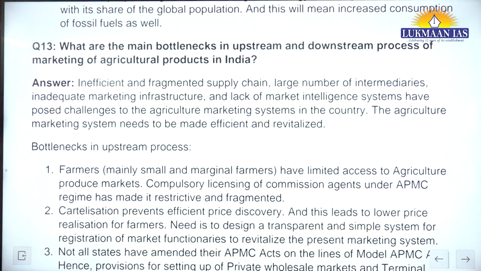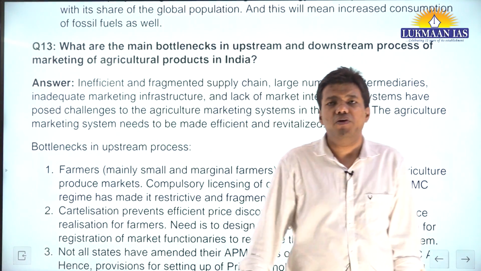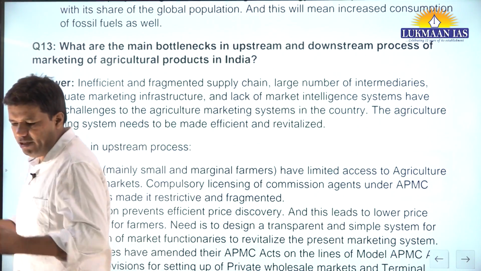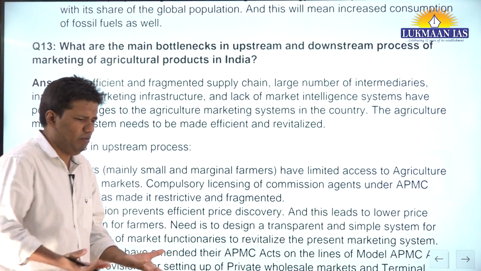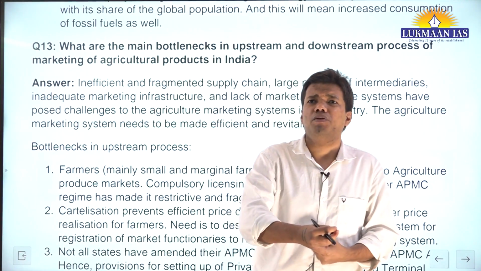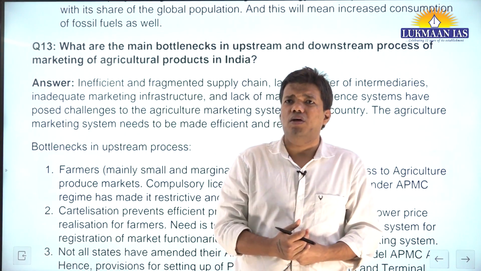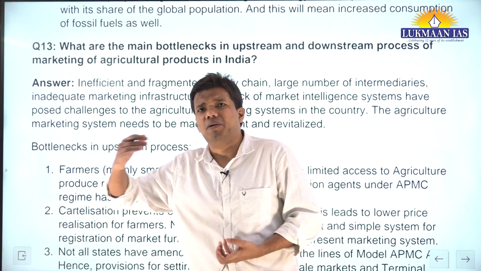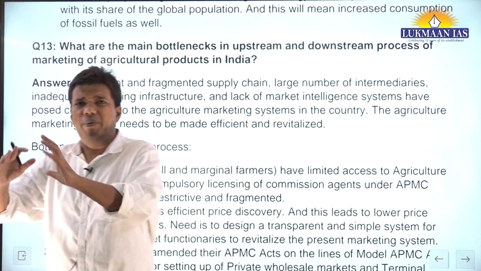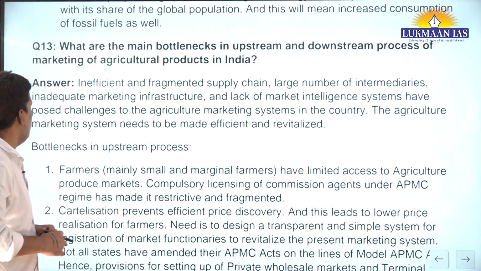Next question, please. What are the main bottlenecks in the upstream and the downstream process of marketing of agriculture products? You understand? Okay, let's say an agriculture product is there. Let's say potato is there, apples are there. What is the upstream? Procuring from the farmer, right? Then bringing it to market, marketing means processing, value addition, and then exporting or branding, packaging, all those things. You understand the difference between the upstream and downstream process.